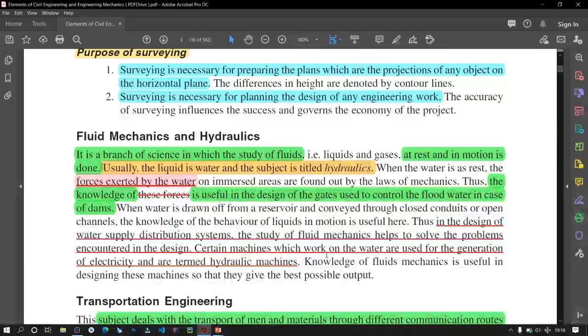This can be underlined also. So highlighted parts only. Here, the knowledge of the force exerted by water is useful in the design of the gates used to control the flood water in case of dams.